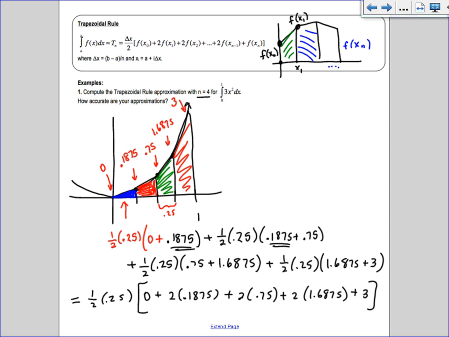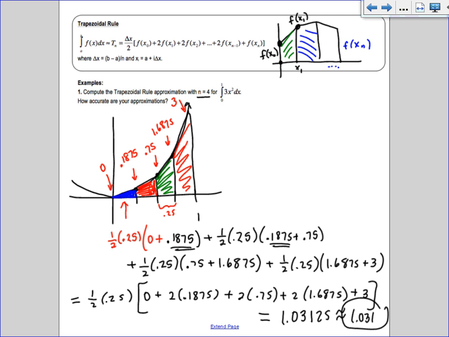It's not bad. Okay, so let me find that. So 2 times 0.1875 plus 2 times 0.75 plus, I guess I didn't have to do all the 2 times 1.6875 plus 3. So I get 1/2 times 0.25 times 8.25. So now I'm going to do times 1/2 times 0.25, or you could simplify, right? So you should get 1.031 if I round to 3 decimals. It's really 1.03125. Maybe I'll write that and then do approximately. Does this make sense? Trapezoidal rule?